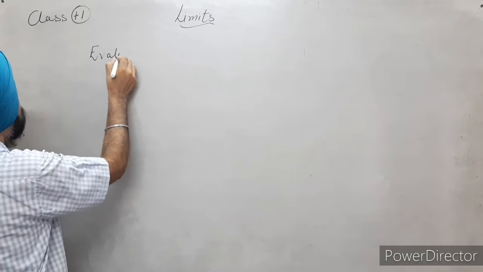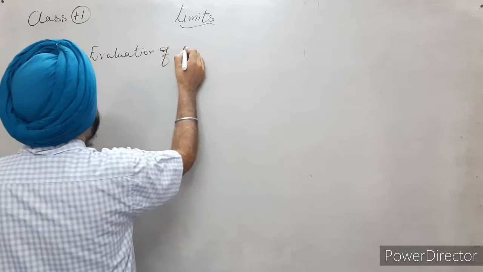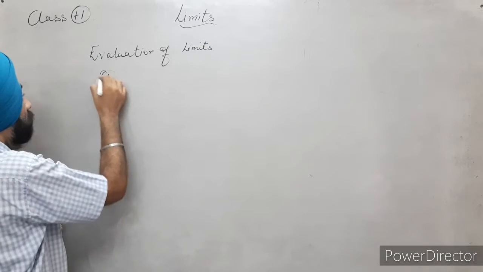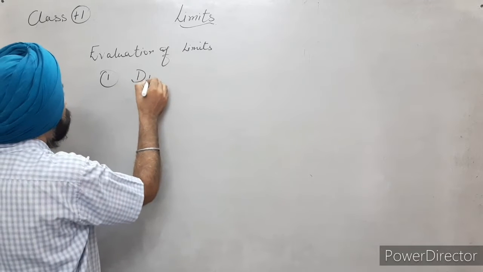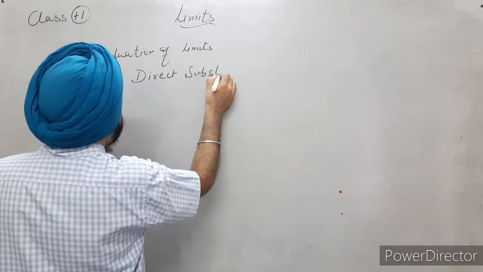The first method to evaluate limits is the direct substitution method.